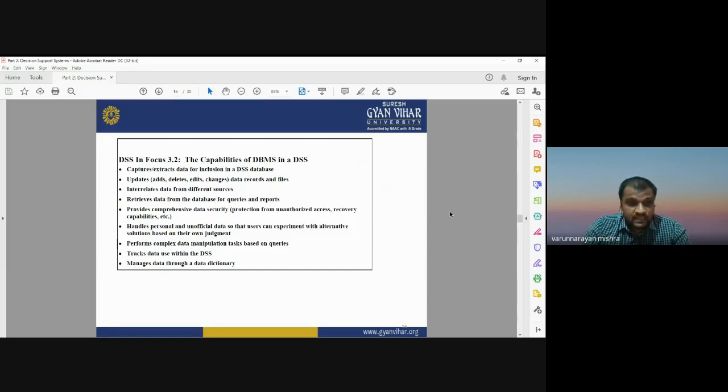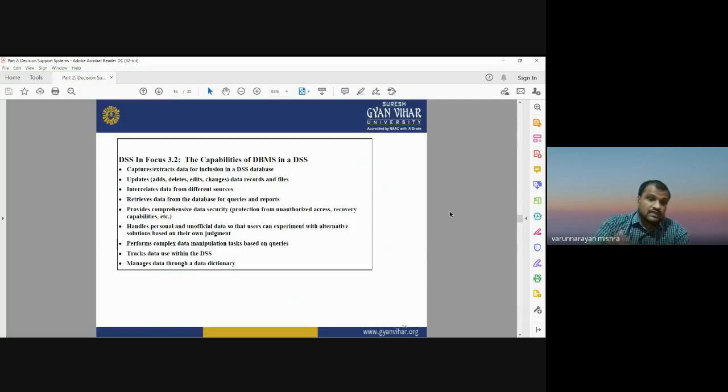It is an interrelated database. Database means interrelated data sets from different sources. It retrieves the data from the database for queries and reports. It provides comprehensive data security. As we know, a DBMS has the important characteristics of data security, protection from unauthorized access, and recovery capabilities.